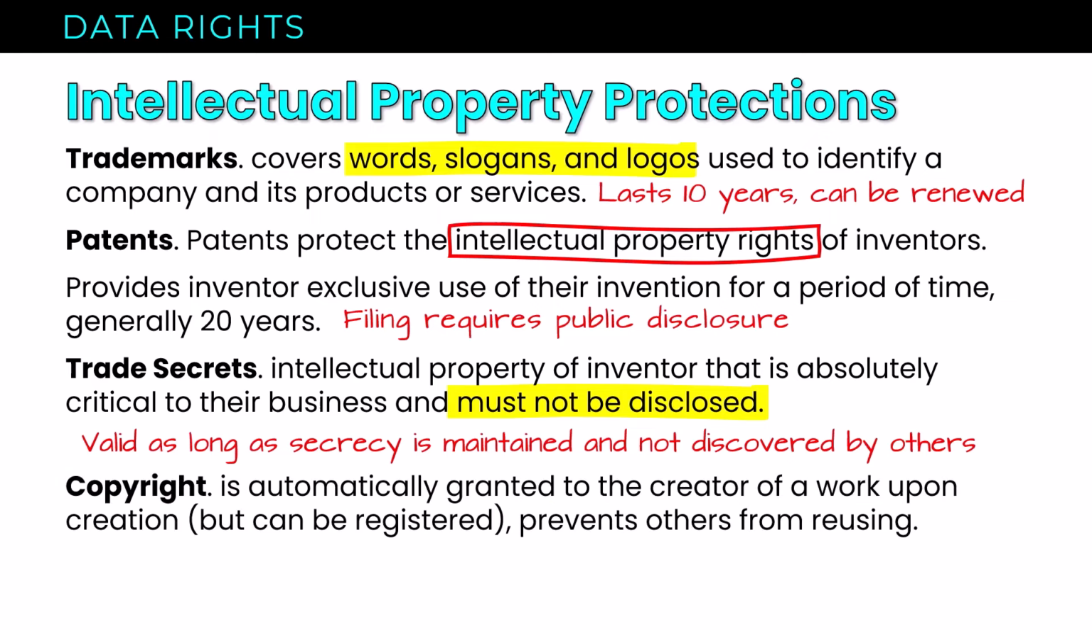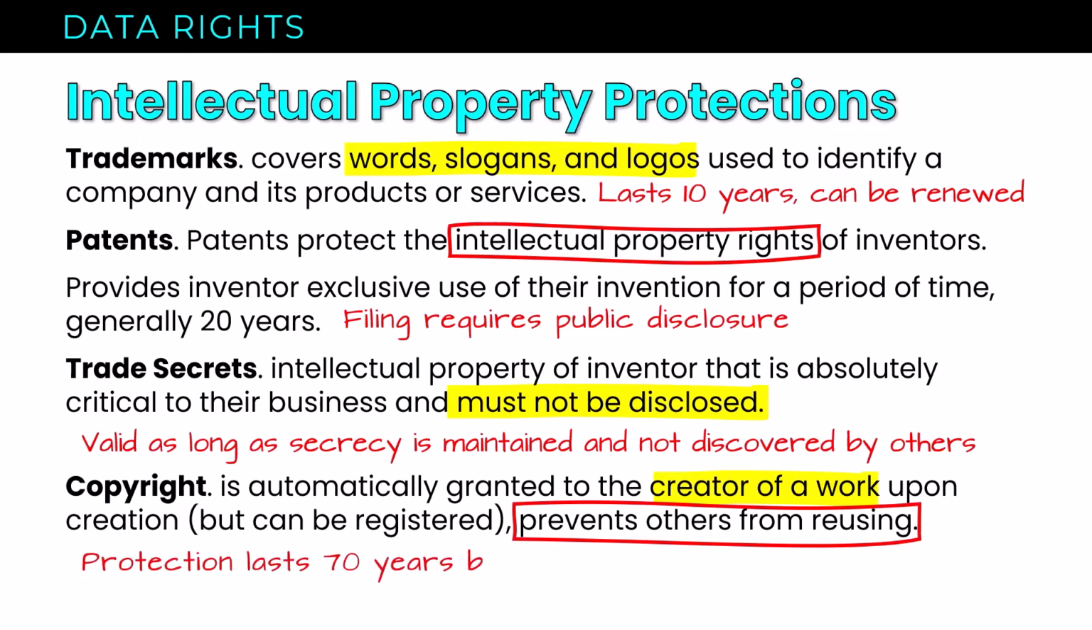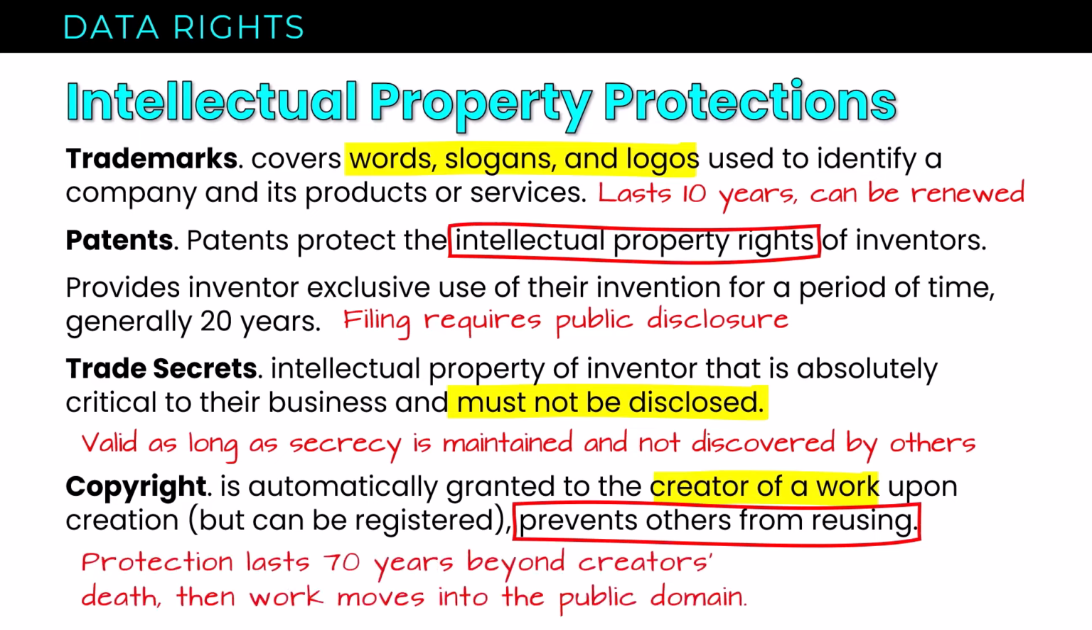And last on the list here is copyright. A copyright is automatically granted to the creator of a work upon creation, but it can be registered, and that prevents others from reusing the creation. Protection lasts 70 years beyond the creator's death, then the work moves into the public domain, where reuse is then allowed.